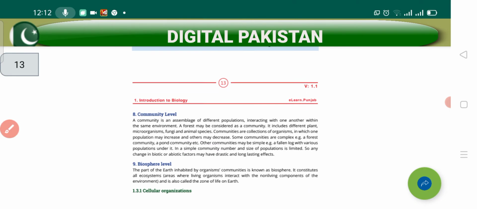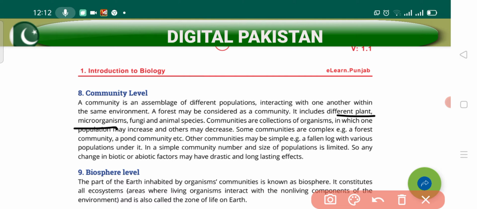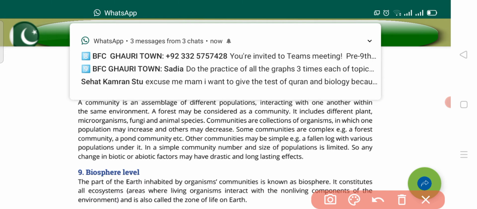because the forest includes different plants, microorganisms like bacteria, viruses, fungi, and many animal species. The community is a collection of organisms, you can say, beta. What is the community? It is a collection of organisms in which one population may increase and another population may decrease. So what does this actually mean? Let me explain to you.